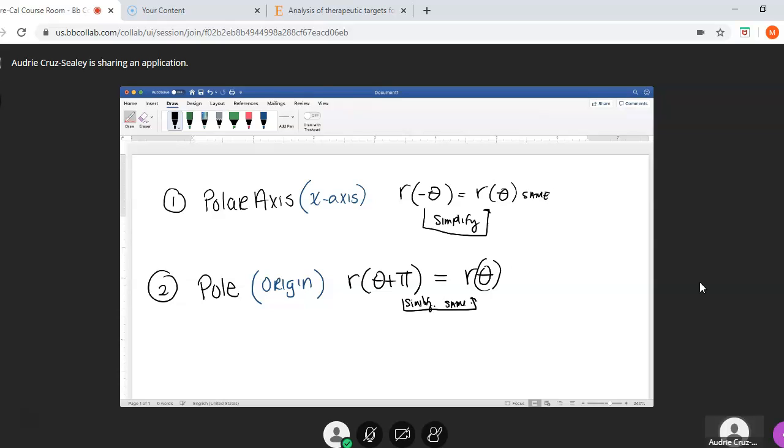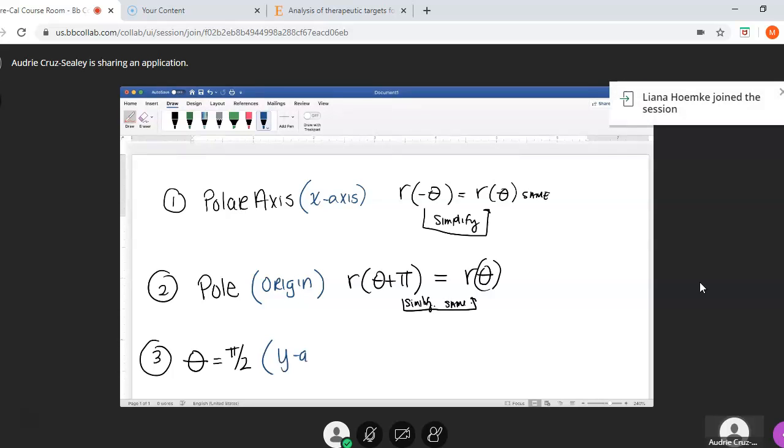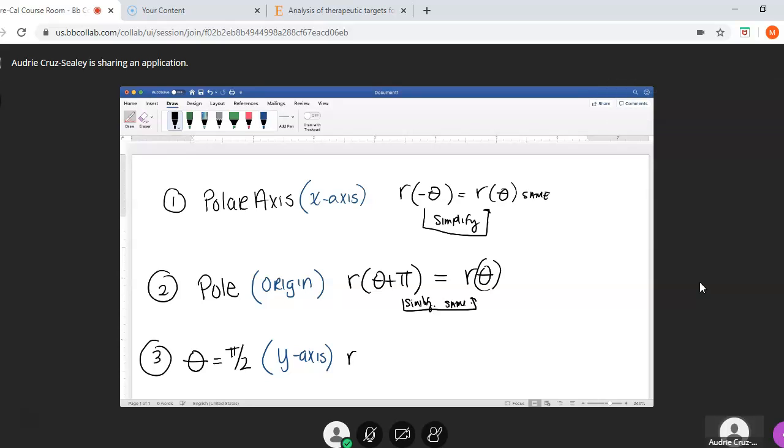Okay. And then last but not least, what if I want to figure out if we're symmetric about theta equals pi over 2? Comparing that to the rectangular plane, it's the same thing as the y-axis. And what we're going to do here is substitute pi minus theta. We're going to simplify. And if we get the same thing back out, then it is symmetric about theta equals pi halves.